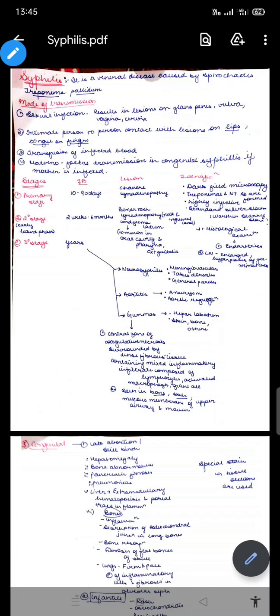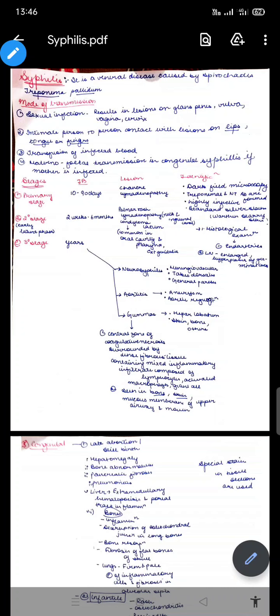Coming on to the tertiary stage. Now, tertiary stage, I forgot to write in here. It is also called the late latent phase. The incubation period is years. It will last up to 5 years or more. So in this, there are some localized lesions, and there are some diffused lesions. In diffused, we have neurosyphilis and aortitis, and the third one is gummas. In neurosyphilis, there are meningovascular lesions, then tabes dorsalis, then general paresis. In aortitis, aneurysm and aortic regurgitation are seen, especially in the thoracic aorta.